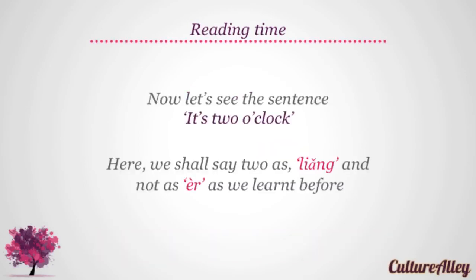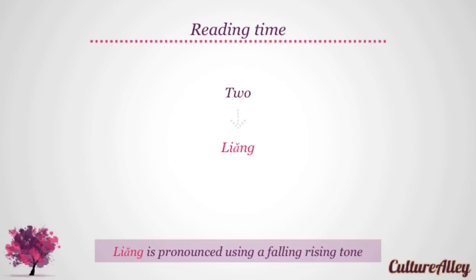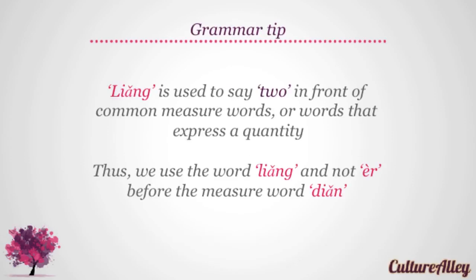Very good. Now let's take the sentence, it's 2 o'clock. Here we shall say 2 as 两 and not as 二, as we learned before. 两 is pronounced using a falling, rising tone. Here's an interesting tip for you. 两 is used to say 2 in front of common measure words, or words that express a quantity. Thus, we use the word 两 and not 二 before the measure word 点.